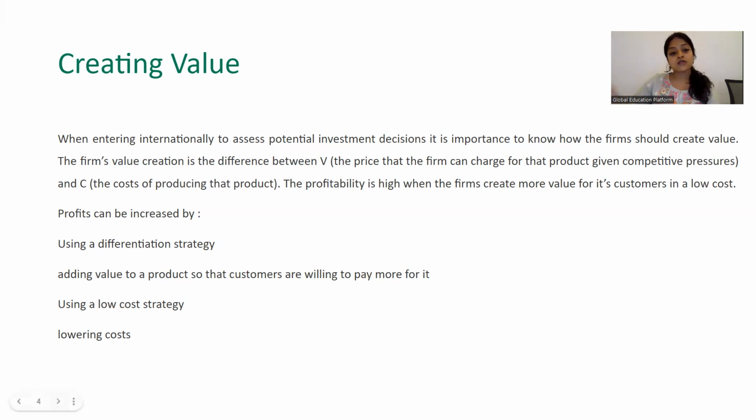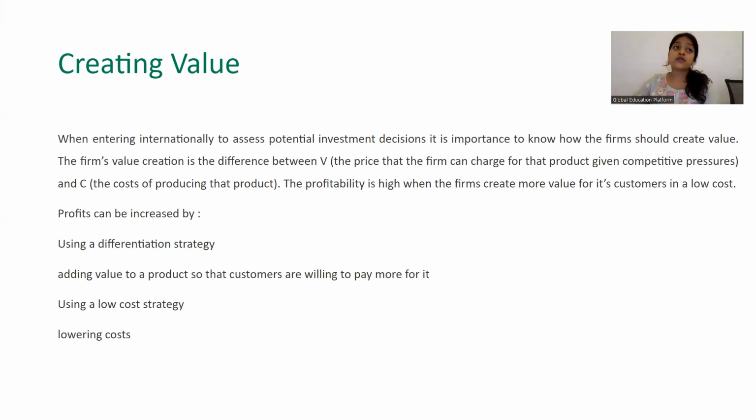So let's see how the profits can be increased. It can be either using a differentiation strategy, which is unique compared to the other organizations. And another point is adding value to your product so that you create or maybe customize products, because that's one of the trends. We have also looked at customization and standardization.